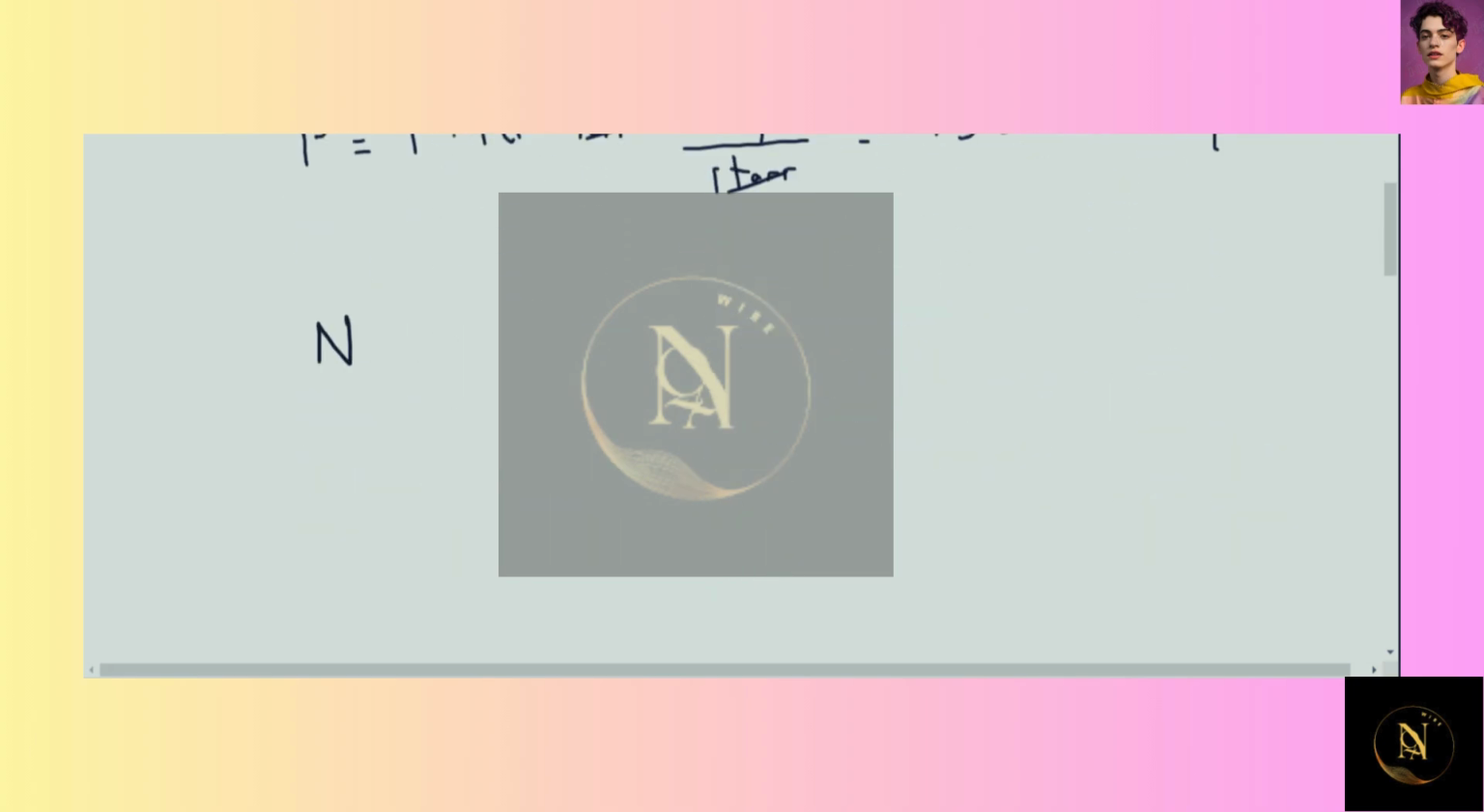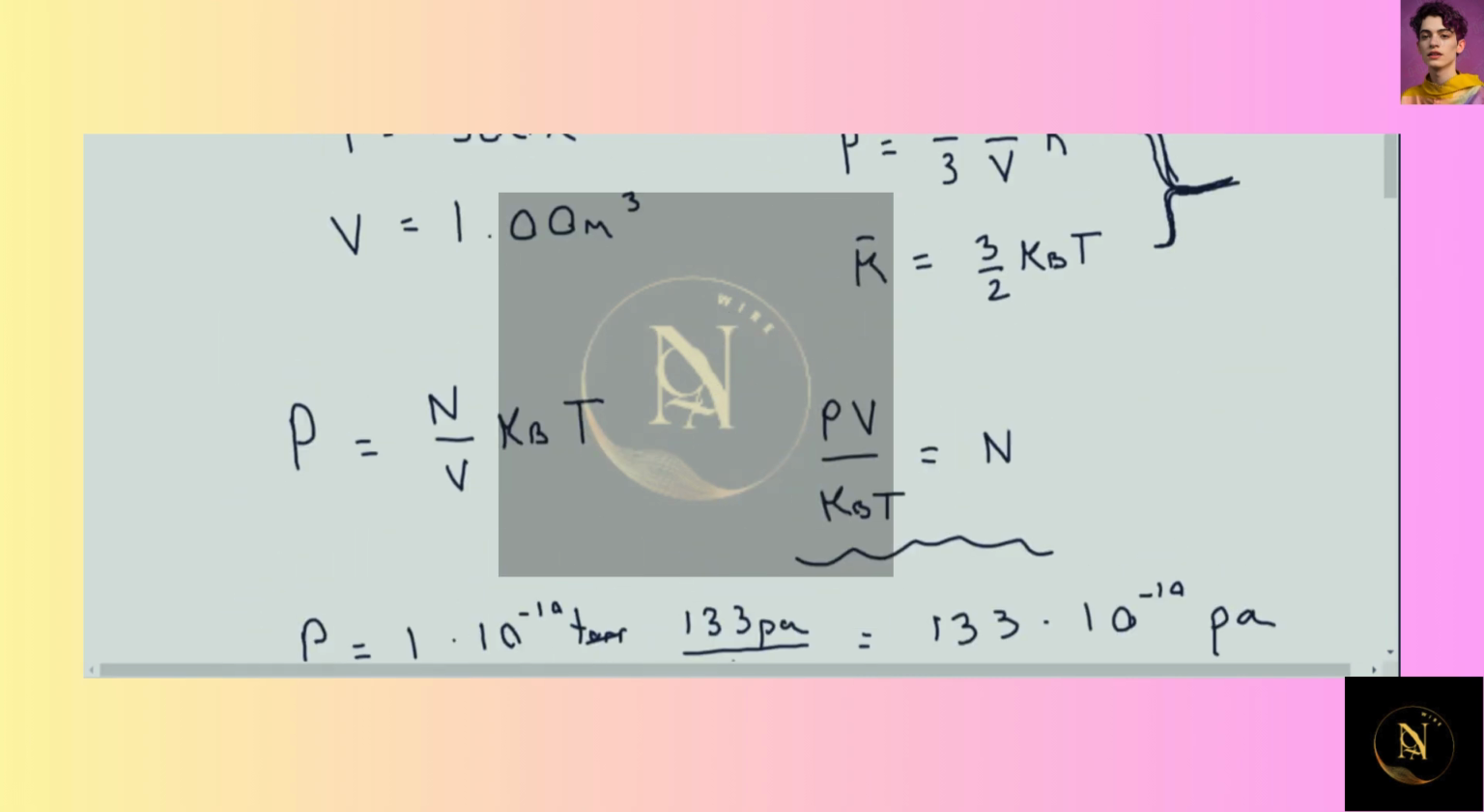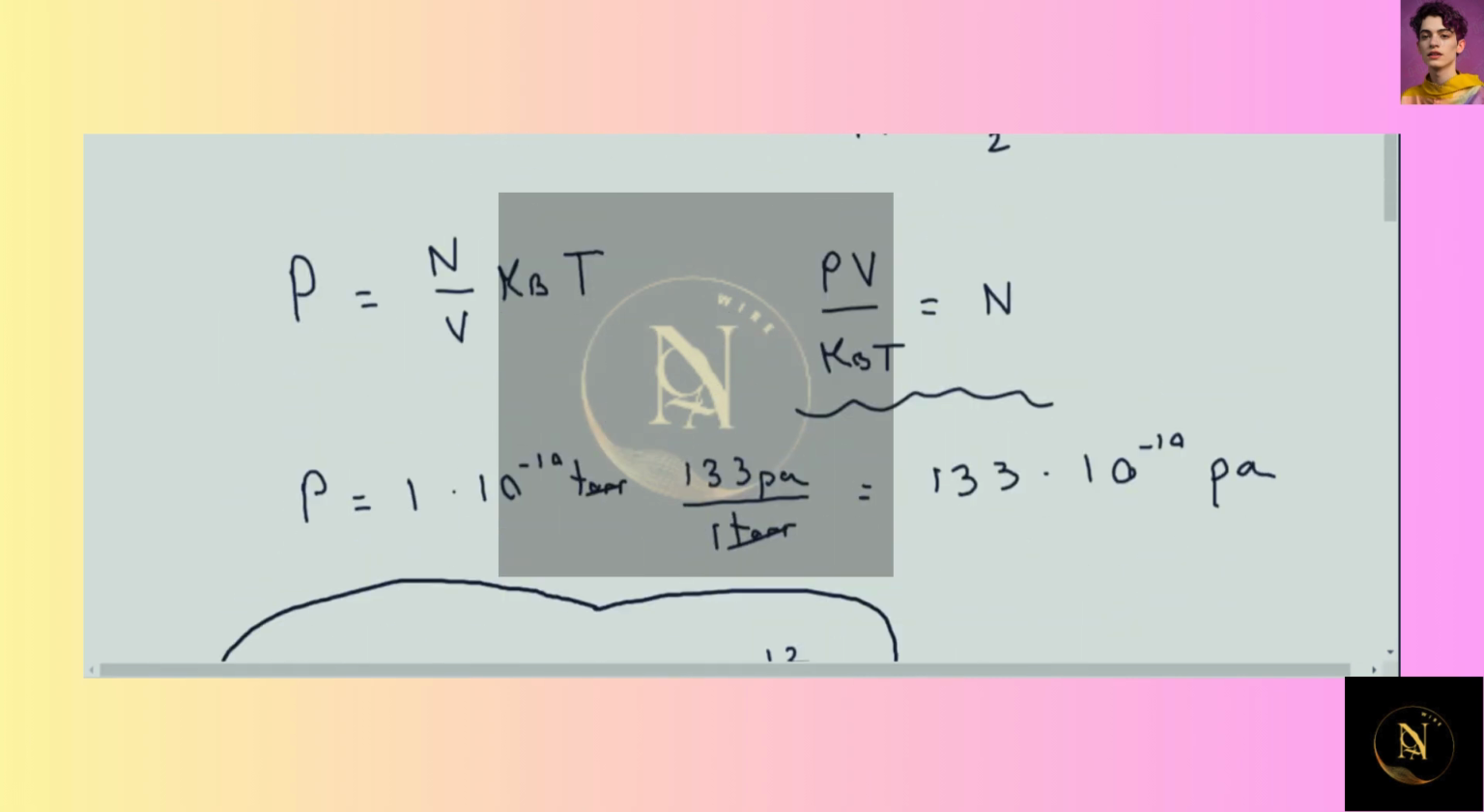looks like we end up getting N equals 3.21 times 10 to the 12 molecules, which actually is not very many. If you compare that to Avogadro's number, 6.023 times 10 to the 23rd, it is many, many orders of magnitude smaller. So this is a very low pressure environment here.